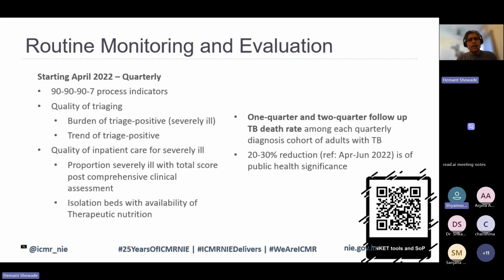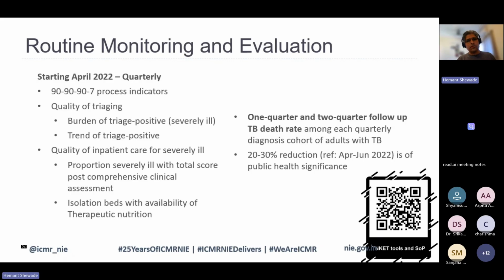Okay. So as I shared before, TN-KET was implemented in routine program settings. That means that whenever the TB program was monitored as a part of a quarterly performance review at state or district level, TN-KET also would be monitored. In other words, the quarterly performance review will have many slides monitoring various aspects of the TB program. One slide would be on TN-KET. So this M&E happened as a part of routine.